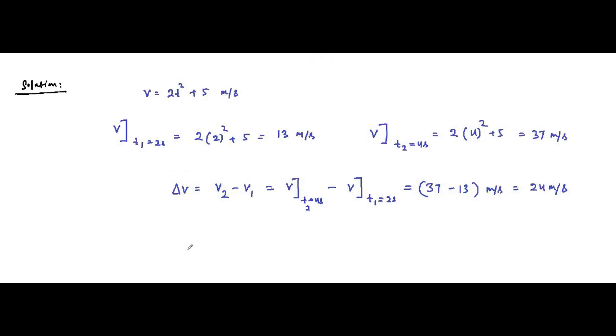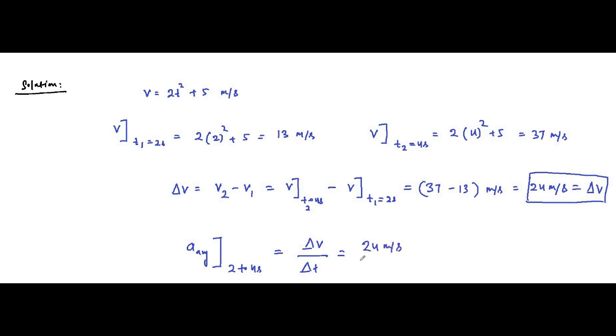So average acceleration over the same interval, that is 2 to 4 seconds. It will be the same, delta v by delta t. Here we have already found delta v equals 24 meters per second from 2 to 4 seconds, and delta t is 4 minus 2 seconds, which is equal to 24 by 2, which is equal to 12 meters per second square. This is the average acceleration over the time interval 2 to 4 seconds.